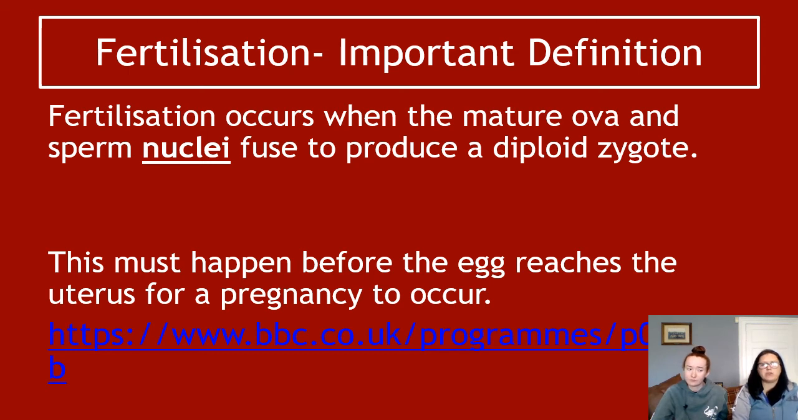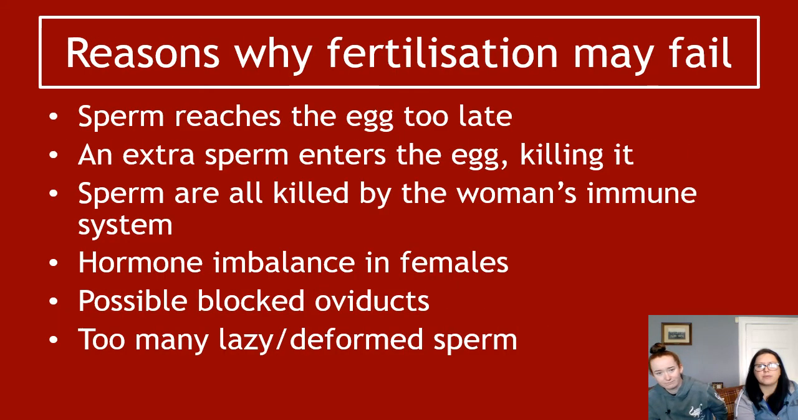Okay, so fertilization, a reminder, it's the same as the National 5 definition. You need to make sure that you've got this idea of it's the mature ova and sperm nuclei fusing together. So it's not enough just to say egg and sperm or ova and sperm fuse together. Not enough. It's the two nuclei of each cell type fusing together. There we have fertilization to produce a diploid zygote. And again, this must happen before the ova reaches the uterus for a pregnancy to occur.